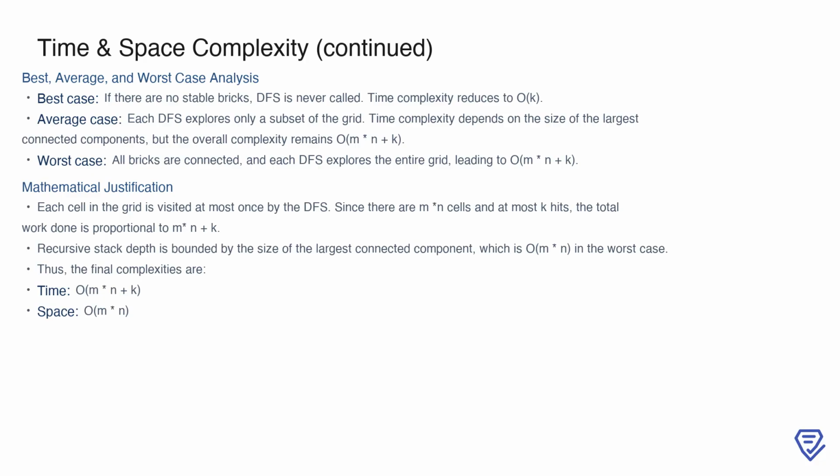Here, the time complexity reaches O(m*n) plus k. Mathematically, this is justified by the fact that each cell in the grid is visited only once by the DFS, and with at most k hits, the total work is proportional to m*n plus k. The recursive stack depth is also bounded by the largest connected component's size, which is O(m*n). Therefore, the final complexities are O(m*n) plus k for time and O(m*n) for space.